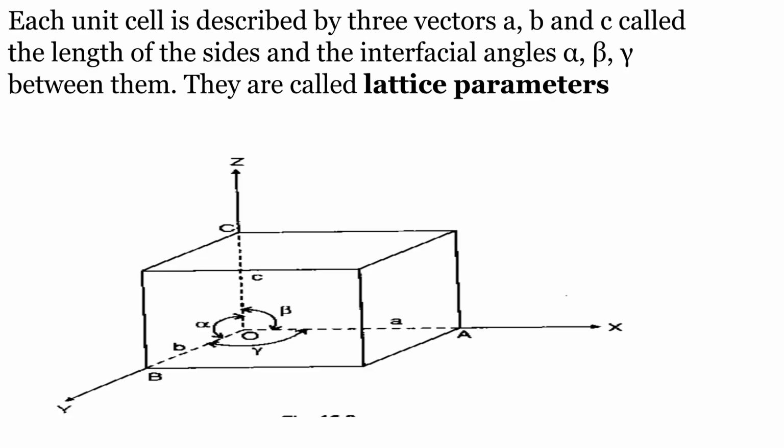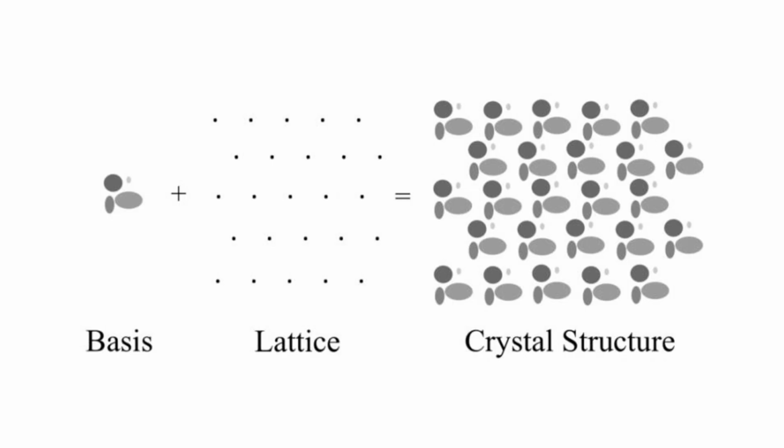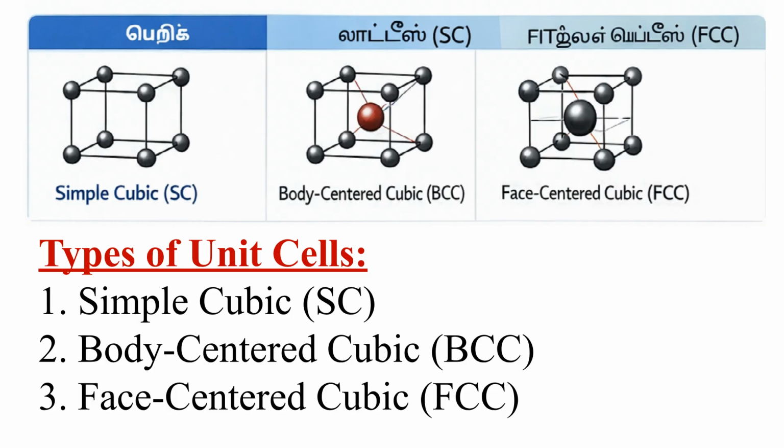Every unit cell is characterized by its lattice parameters. These include the side lengths a, b, and c, and the interfacial angles alpha, beta, and gamma between them. The crystal structure is formed by combining the basis, which is the atomic or molecular group, with the lattice, the geometrical arrangement of points. There are three primary types of cubic unit cells: simple cubic, body-centered cubic, and face-centered cubic. These differ in how the atoms are arranged within the cubic structure.